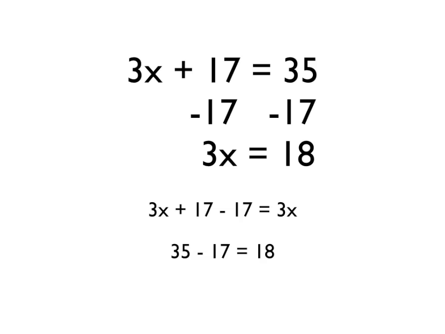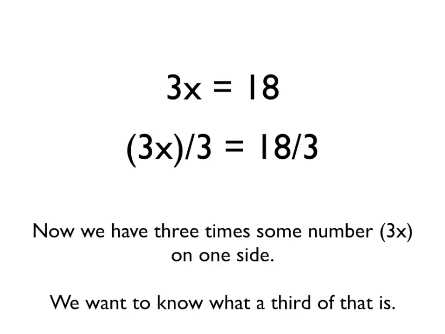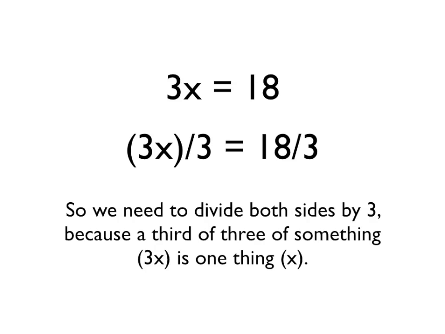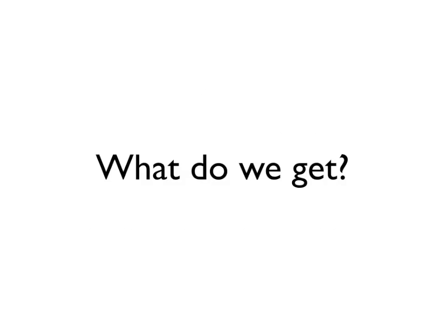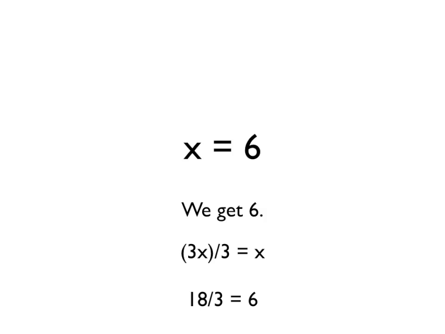And as we explained earlier, there's written at the bottom, 35 minus 17 is 18. 3x plus 17 minus 17 is 3x. That's what we did. So we have 3 times some number on one side, and we want to know what a third of that is, because we want to know what 1x is. So we take a third. We divide each side by 3. Now what do we get? What's our answer? 18 divided by 3? Yeah, 6. So x equals 6. 3x over 3 is x, and 18 over 3 is 6.